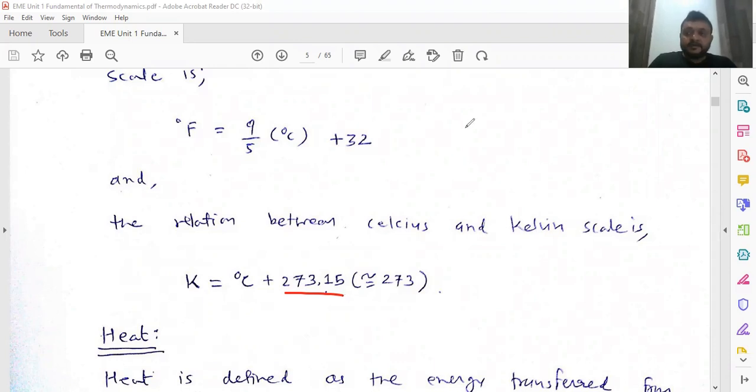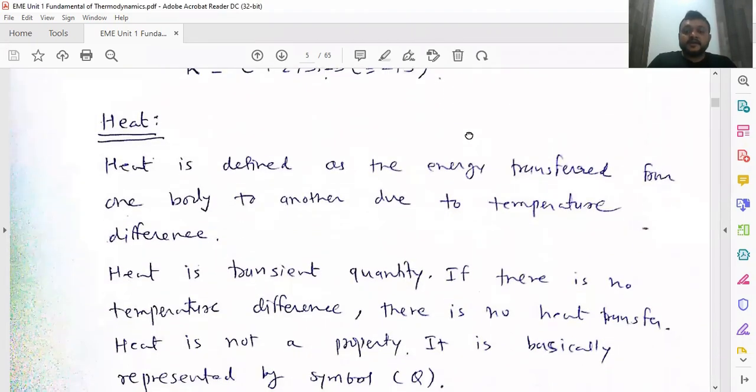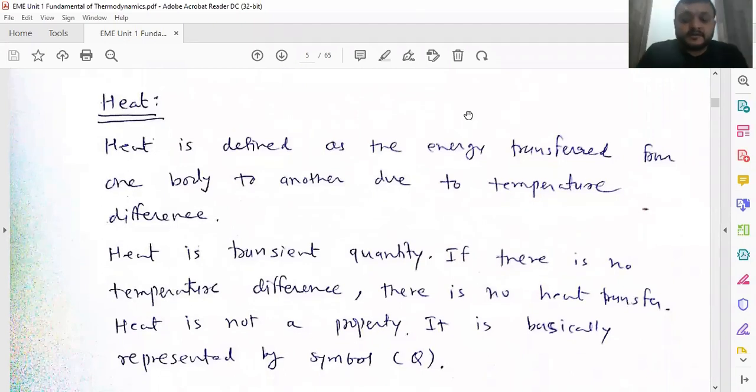Now, why do you have to learn temperature? Because temperature is important to understand heat. I have already discussed work. Work is also energy. For example, suppose you rub your palms together. That is called work. You are applying work by mutually rubbing the palms. Whenever you rub the palms, heat is generated between the contact surfaces of the palms.